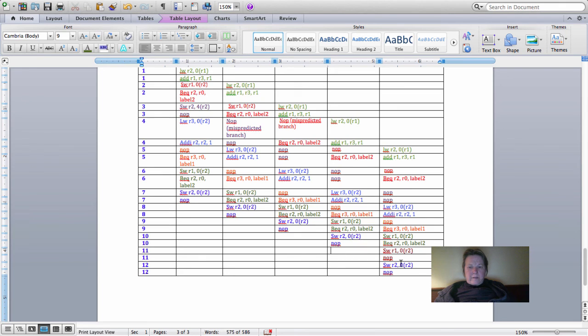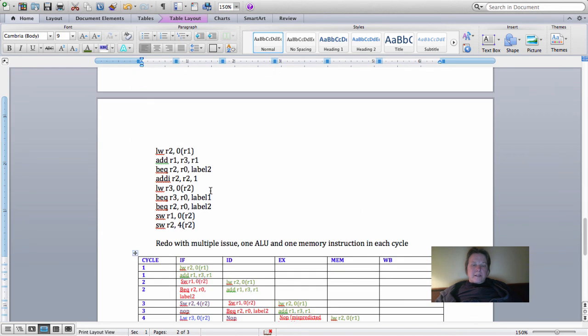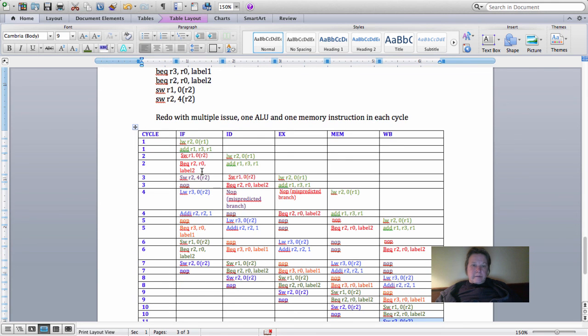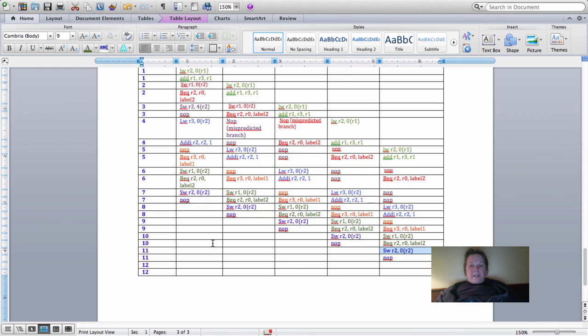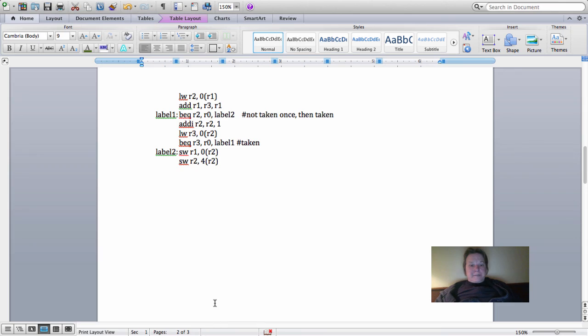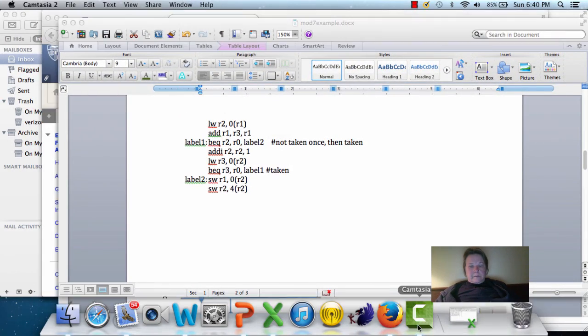So instead of 15, we're done in 11. Right. So I changed what I originally had because, since it assumes it's taken, you could load this store word at the same time you load the branch because you assume the branch is taken. Just like up here. So that's cool. So not as much speed up as you would have guessed, but speed up nonetheless. So that's that.